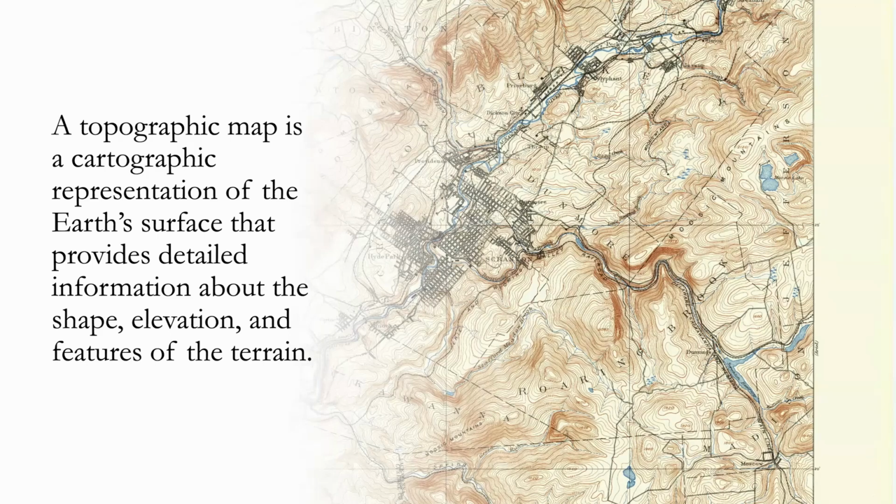Basically, a topographical map is a hand drawn representation of the Earth's surface that provides detailed information about the shape, elevation, and features of the terrain. Now, this is interesting because now we can look at satellite views. If you go to Google Maps, you can go into the satellite view, and then you can zoom in and look down at people's houses and you can see all of the mountains and land.